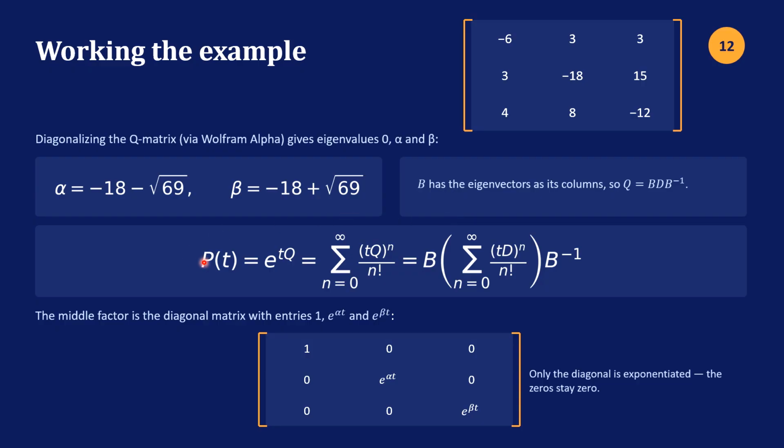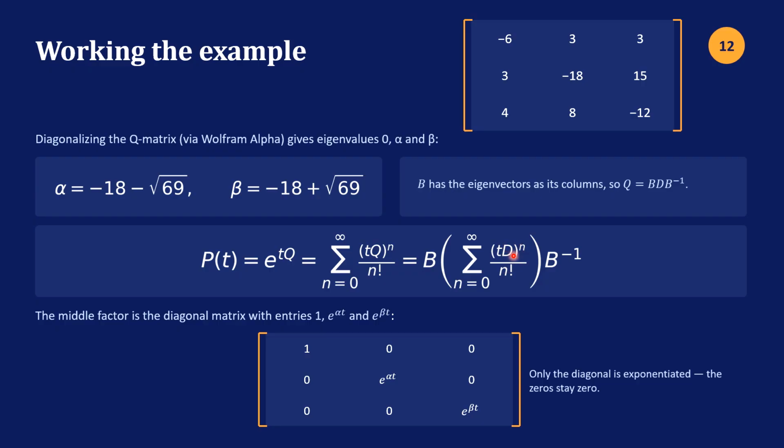And then we can compute the transition matrix from our previous theorem. It's e to the tQ. And then we just write that out as a series, as I described earlier, for writing the exponential of a matrix. So we have this here. And then when you have this raised to the n power, you're just going to get (tD) to the n over n factorial, and the B and the B inverse come out on either side.